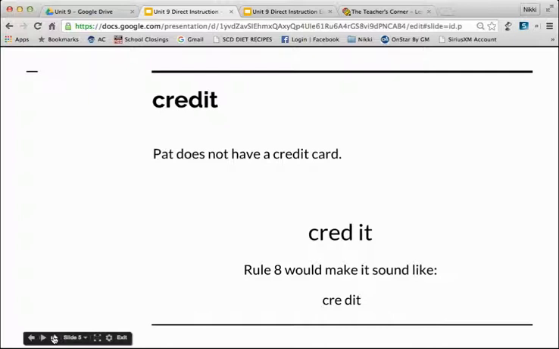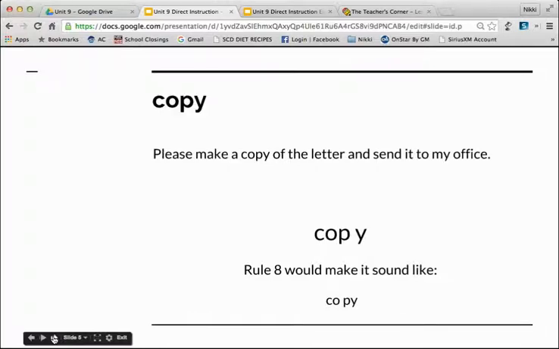So we say credit. Copy. Please make a copy of the letter and send it to my office. Copy. In this instance, the Y acts like the vowel because it says the E sound. Rule 8 would make it sound like "co-py." So we want to go with Rule 9 here, copy.